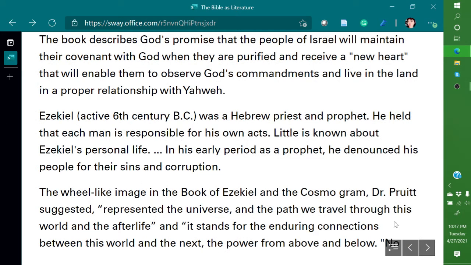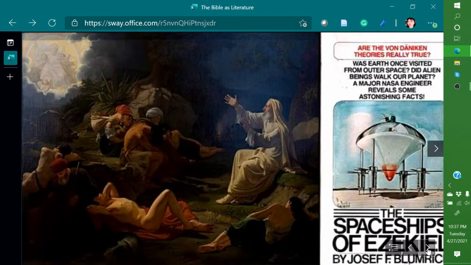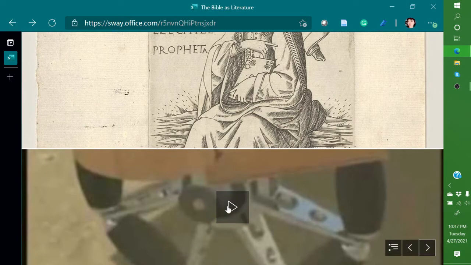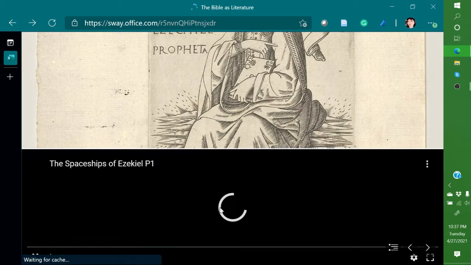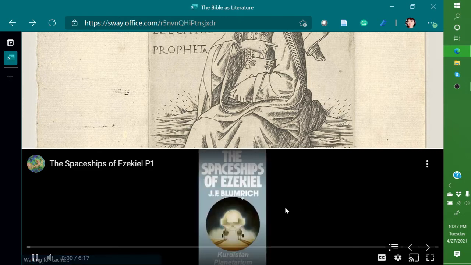They talk about this wheel-like image, this machine that came out of the sky. And this scientist man wrote a book about it, and he wrote a book about the patent that he got from NASA for the omnidirectional wheel.